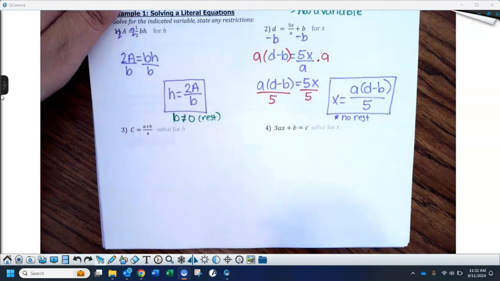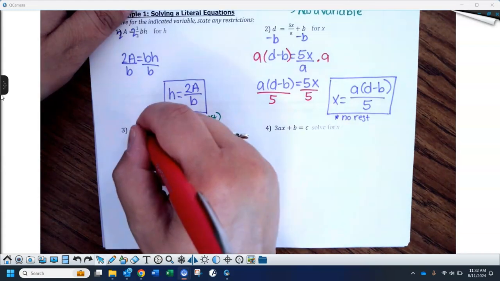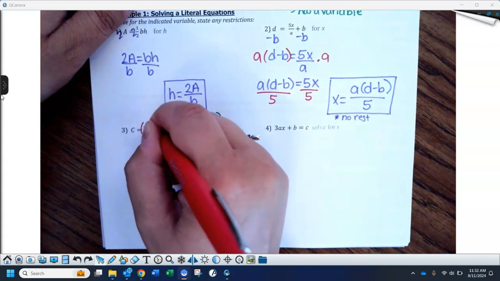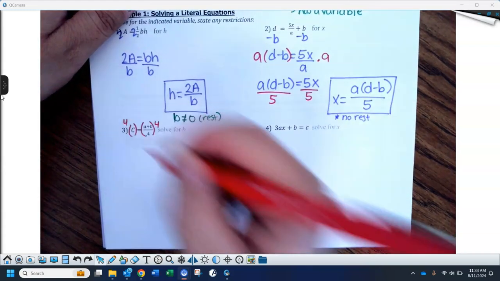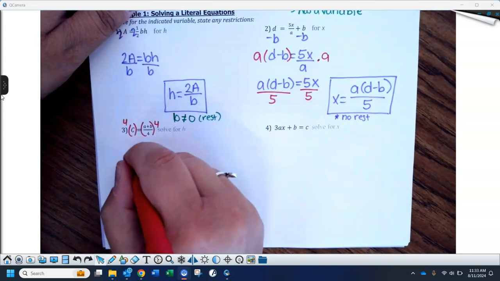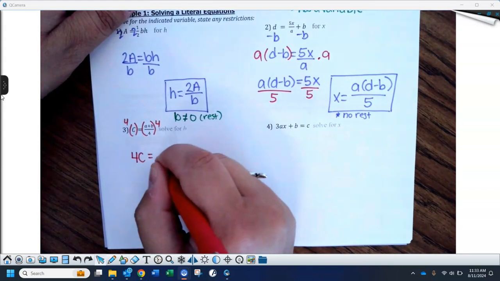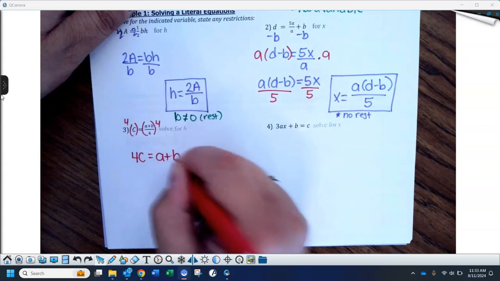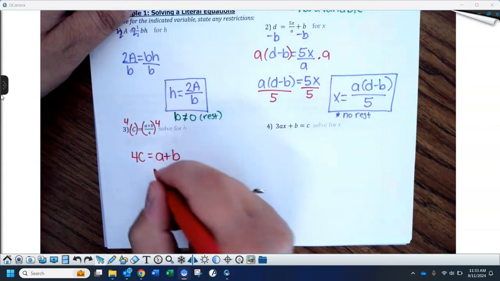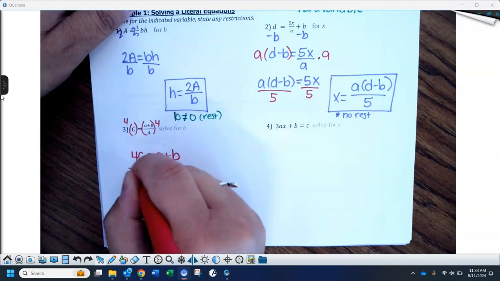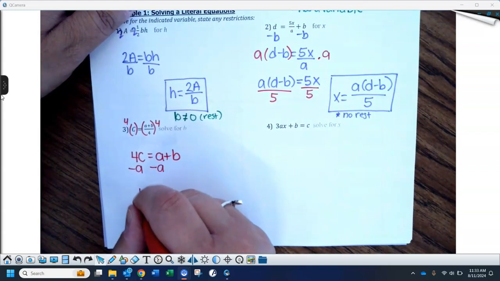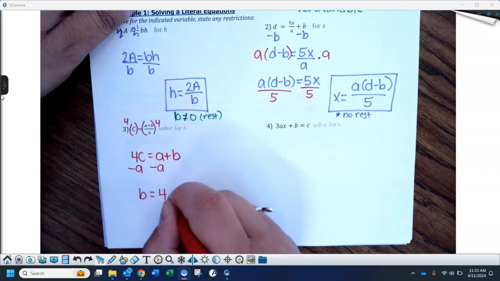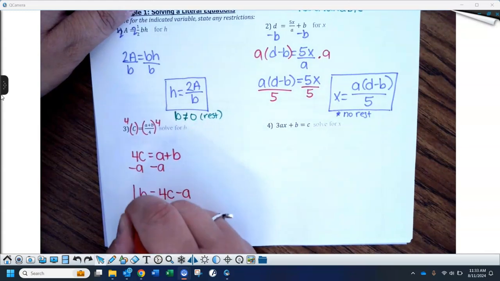All right, we're going to solve this next one for b. Now, b is within the top of the fraction. There's no separate term or anything here. So I would just start and get that fraction gone by multiplying both sides by 4. 4c equals a plus b. Then all you've got to do to get the b alone, we're just going to subtract a. It's positive, so we're just going to subtract it to the other side. So b is equal to 4c minus a.